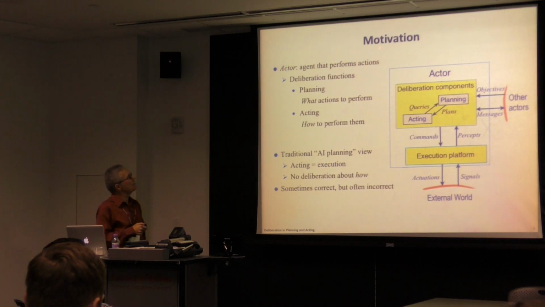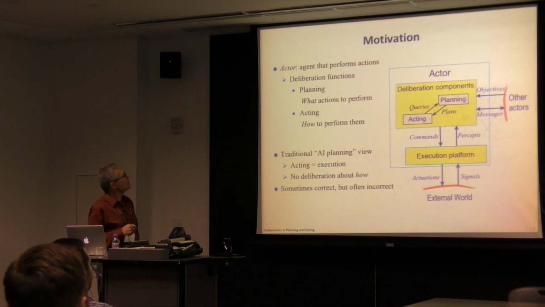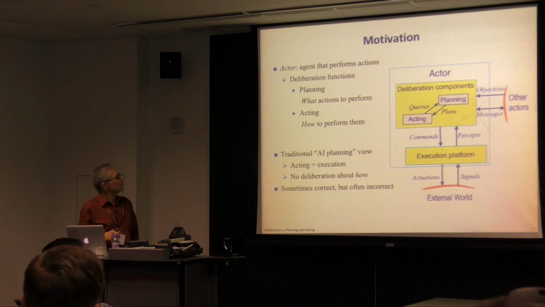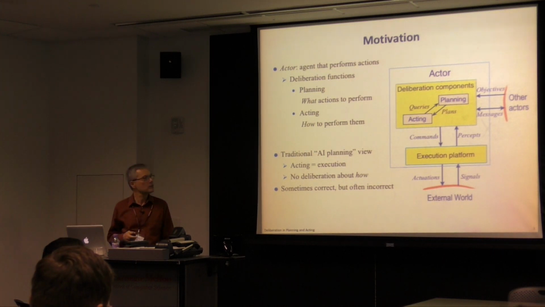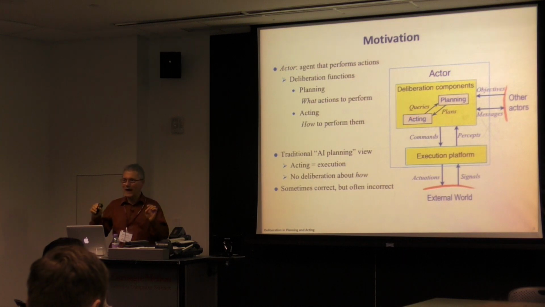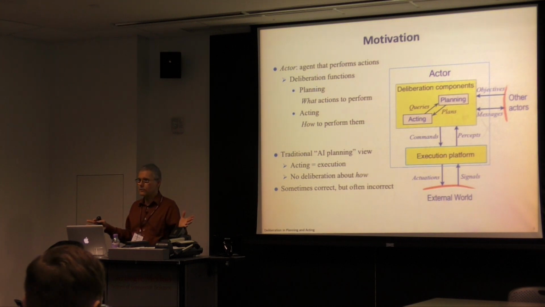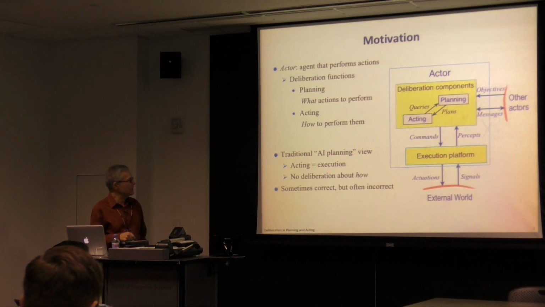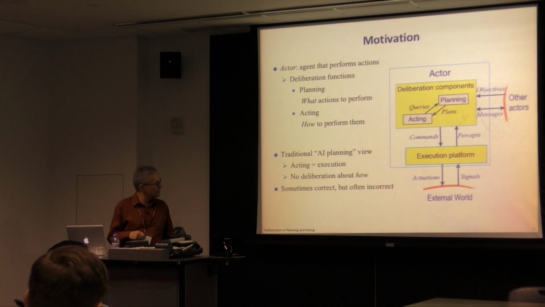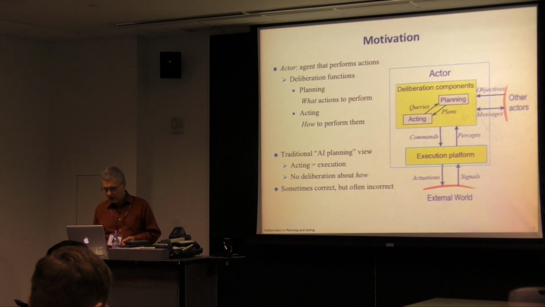so, motivation for the tutorial. Well, first a definition. By an actor, we mean an agent that performs actions. And it incorporates a couple of deliberation functions. One is planning, which is coming up with what actions to perform. The other is acting, which is figuring out how to perform those actions. The traditional AI view of this is that the acting part is relatively trivial, that it's just execution, and it doesn't really require any deliberation. Well, that sometimes is correct, but often it is incorrect. And I want to give you an example now to illustrate this.